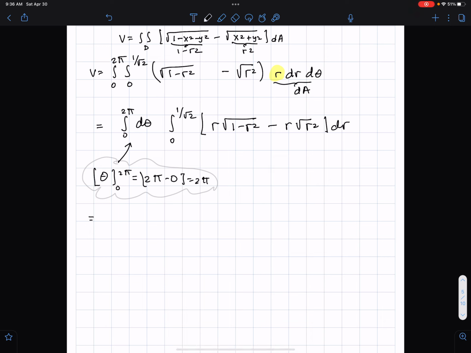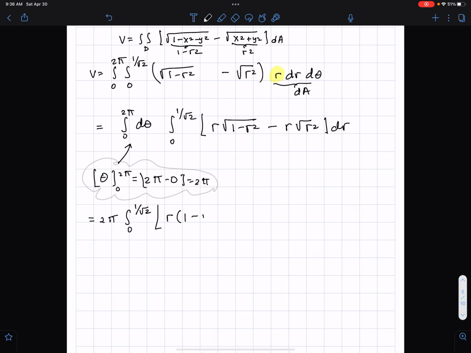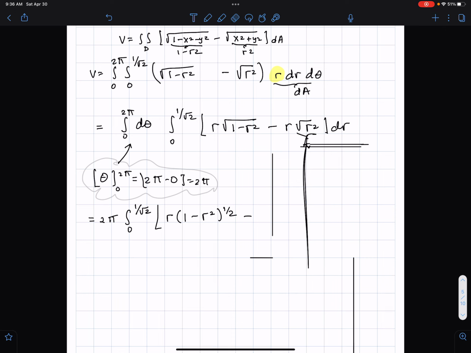So this is equal to 2 pi times the integral from 0 to 1 over rad 2. And I'm going to rewrite the square root as a radical expression. And then, we're assuming that r is positive, so the square root of r squared is equal to r right there. If it's not positive, I have to write the absolute value.